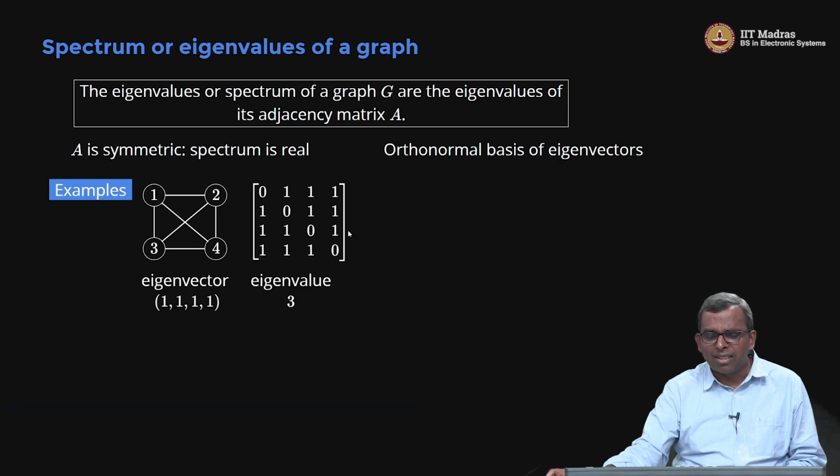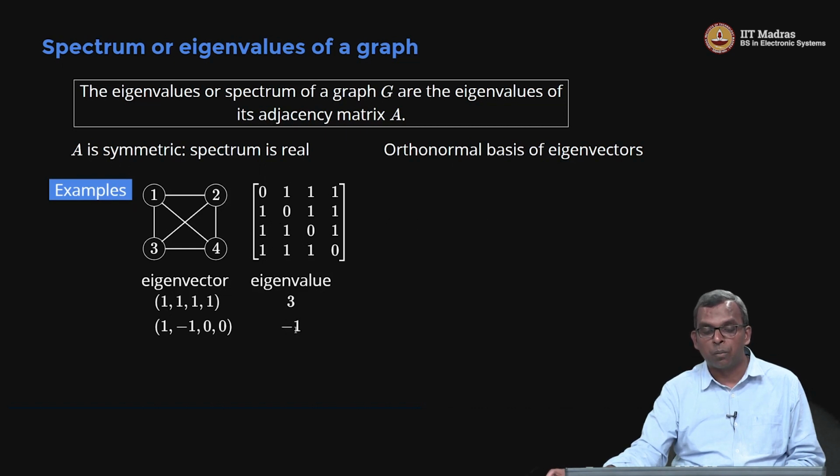The other eigenvectors here are a little bit tricky to figure out, but once you figure it out, you will see where they come from. Look at this one: 1, -1, 0, 0 is actually an eigenvector. If you multiply, you will end up getting -1, 1, 0, 0. So it's an eigenvector with eigenvalue -1. Once you identify this, you can also do that for the second one. 0, 1, -1, 0 is again an eigenvector with eigenvalue -1. Likewise, the last one, 0, 0, 1, -1, is again an eigenvector with eigenvalue -1.